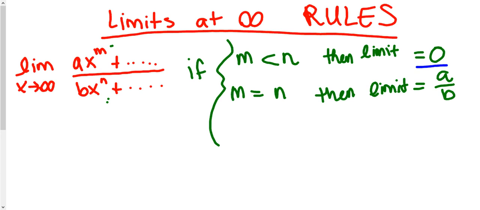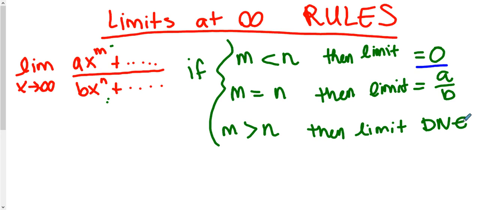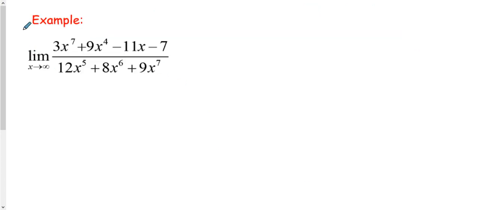And then if m is greater than n, so this time the bigger power is on top, x cubed is on top, x squared is on bottom, or whatever it is, then your limit doesn't exist every time. So you can go back and apply those rules to the problems before, or we can apply it to this example. So think about those rules.